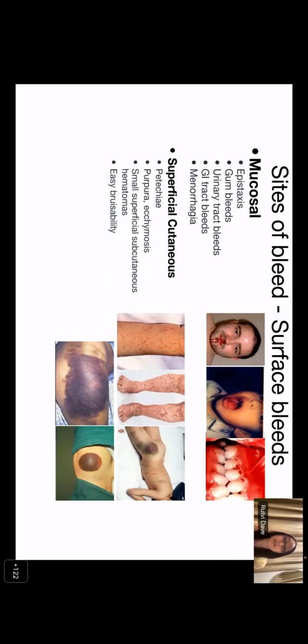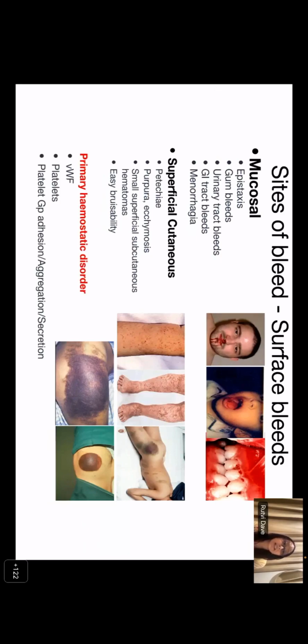So for example, if the patient gives history of mucocutaneous bleeds like epistaxis, gum bleeds, urinary tract bleeds, GI bleeds or menorrhagia, or superficial cutaneous bleeds like petechiae, purpura, ecchymosis, small superficial subcutaneous hematomas or easy bruisability, so if the only history that you're getting is superficial mucocutaneous bleeds, then you're most likely dealing with a primary hemostatic disorder. This means that there is a defect in formation of the primary hemostatic plug.